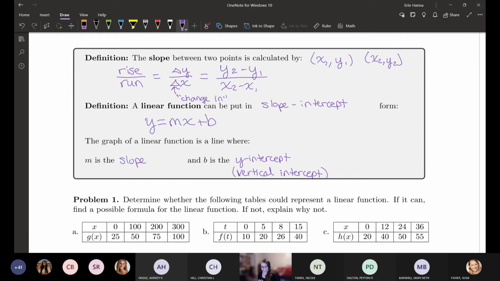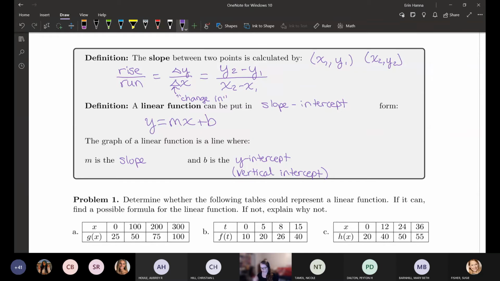So a linear function essentially has a constant slope. So if a function has a constant slope, then you know it's linear. Which is essentially what this first patch of questions says. Determine whether the following tables could represent a linear function. If it can, find a possible formula for the linear function. If not, explain why not.